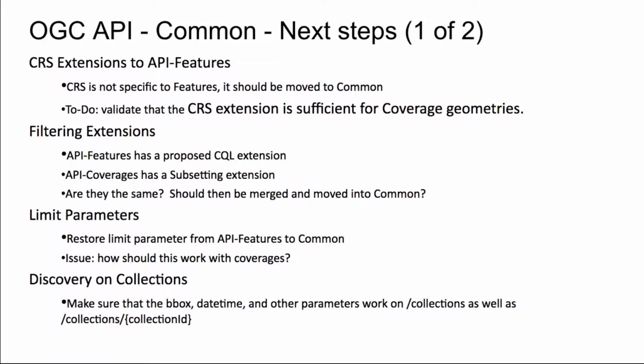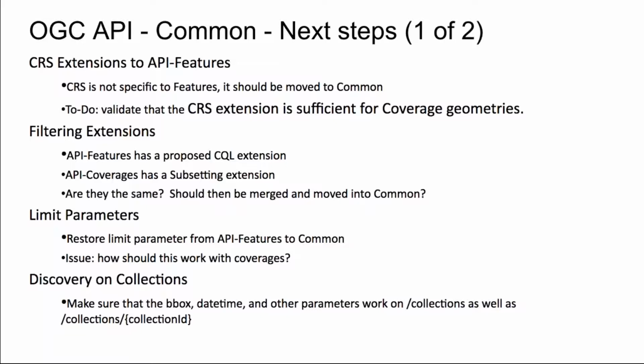Similar situation with the filtering extensions. API Features has come up with their CQL extension. That's a common query language for running queries against a feature collection. It seems to be very similar to the subsetting extension which API Coverages has. So the question is, if they are in fact functionally equivalent, shouldn't they be merged together and moved into common? This is a bit of homework that needs to be done, but a few folks have asserted to me that it is. Assertions are not proof, so we have to do some due diligence here.